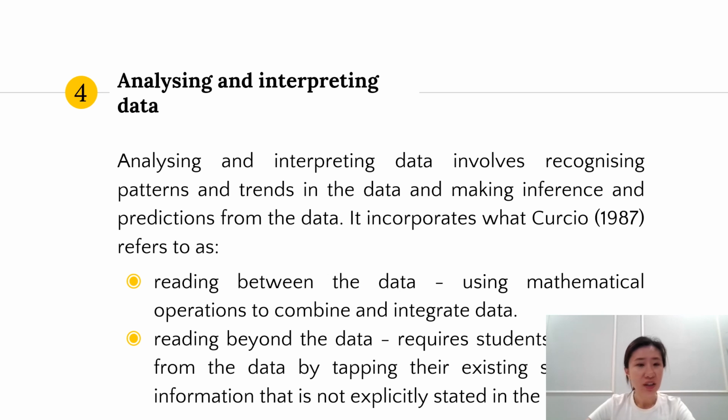So in step 4, they are required to read between the data, which involves using mathematical operations to combine and integrate the data to come up with some form of inference, or to read beyond the data, which requires them to use existing information that is not explicitly stated to make an extrapolation or prediction to tell what is going to happen in the future, or to give a sense of probability of the event.